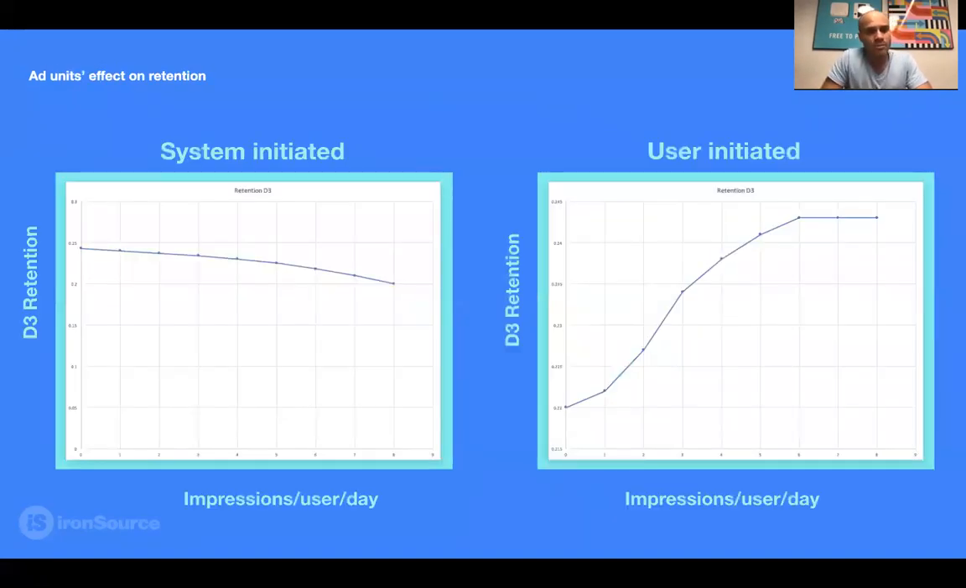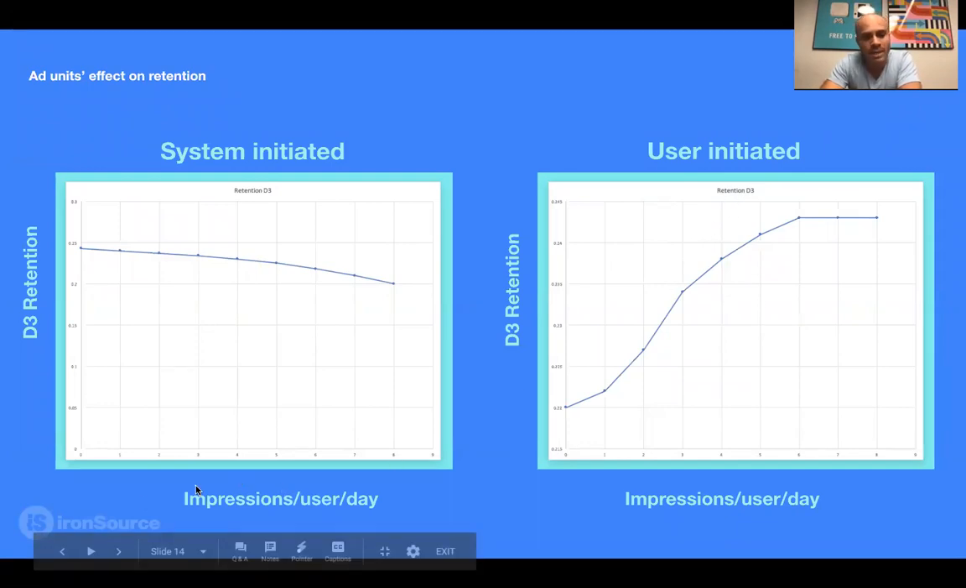And this is the graph that shows the difference between these two buckets. On the left side, we see the system-initiated, the interstitial. On the right side, we see the user-initiated. In that case, it's rewarded video. And what we did here is we increased the number of impressions per user per day, and we analyzed how it affects the day 3 retention. So in interstitial, we see that it does have a negative impact in many, many cases.